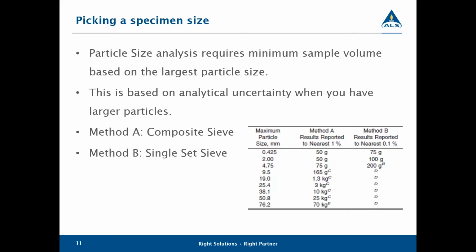For most soils, which are samples that pass through the 4.75 millimeter maximum particle size or the 2 millimeter particle size, we can typically get away with 50 to 100 grams, depending on the method. There are two different methods for doing the sieving. Method A is the referee method. We call that composite sieve, while method B is a single set sieve, which gives higher analytical uncertainty requirements, which gives us lower LORs potentially, but it is specific to certain sample types and it's specific to only doing the sieve analysis, the dry sieve analysis, and cannot then be further combined with other methods easily.